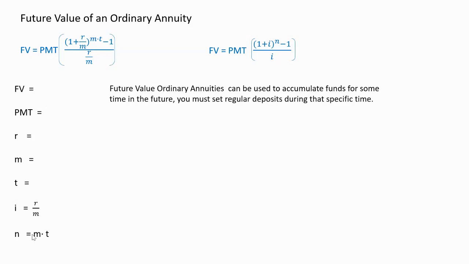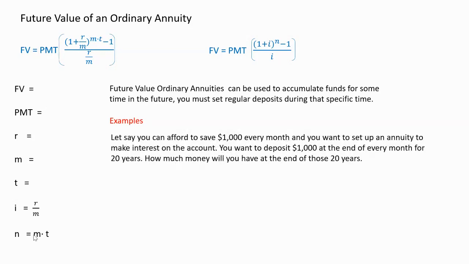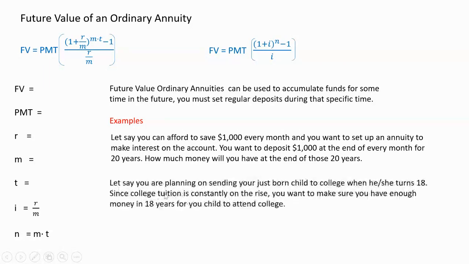So in other words, let's say you can afford to save $1,000 every month, and you want to set up an annuity to make interest on the account. You want to deposit $1,000 at the end of every month for 20 years. How much money will you have at the end of those 20 years? And how much money actually was interest? Okay, so again, I'm going to do this example, I believe, on the next slide.